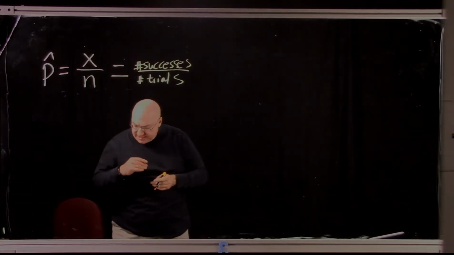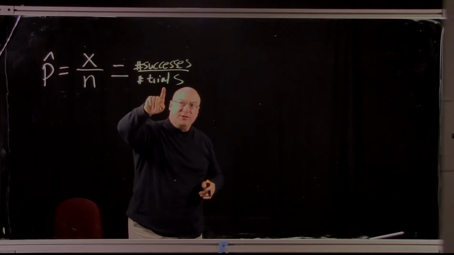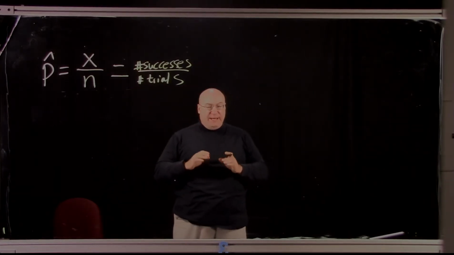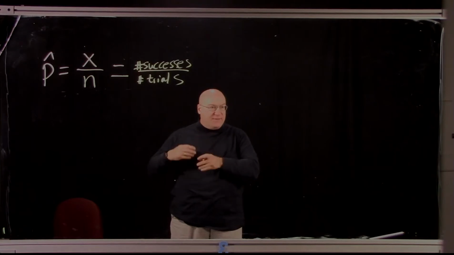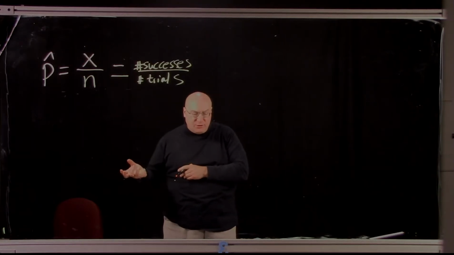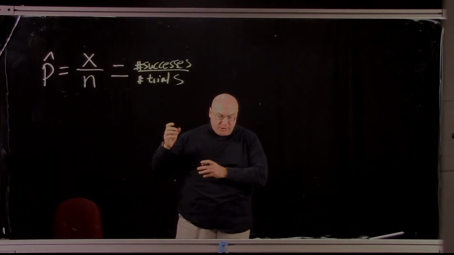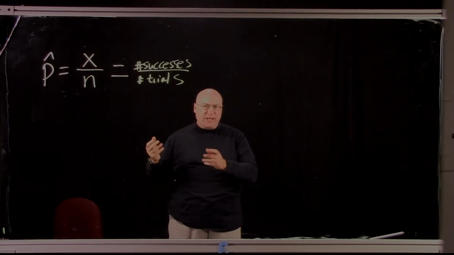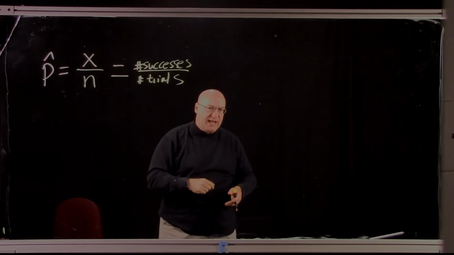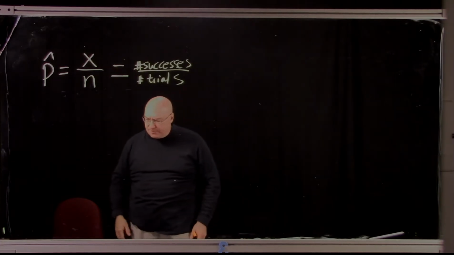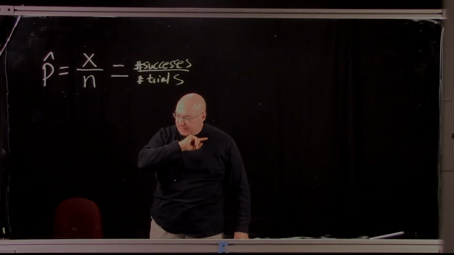And remember, I'll say a little bit more about this later, but remember that the trials have to be independent from each other, and they have to have the same probability each time you execute a trial. And that really amounts to saying we're picking a simple random sample from our big population. Okay, that is the point estimate.